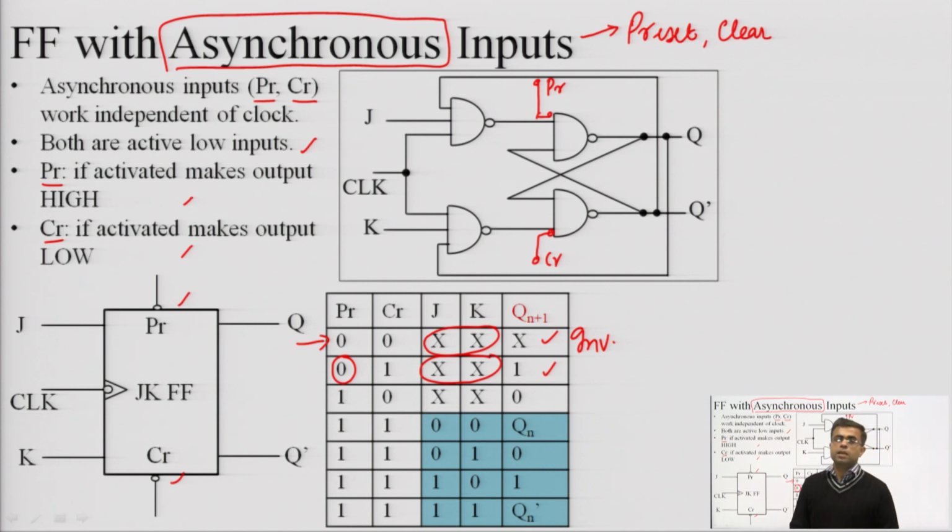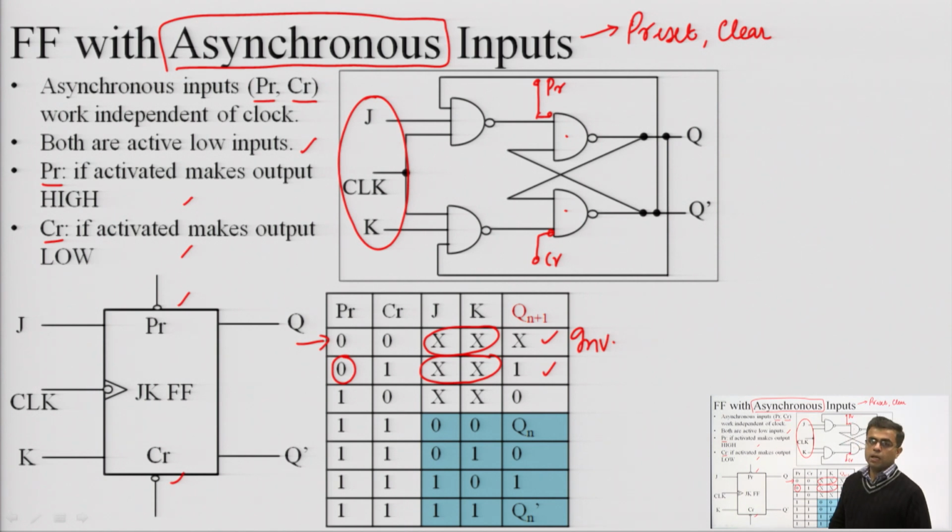That means whenever they are activated, they are definitely going to make the output high and make the output low respectively, and they need not worry about what is applied at the input side. Is the clock available? Is the clock not available? Because these two gates are independent of these inputs and clock. So that's why these preset and clear will take control of the flip flop's operation.